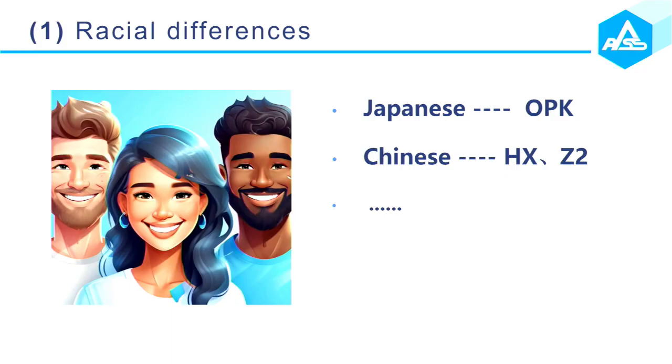Well, Japanese measured their normal and designed the Opaque straight wire appliance because they found their data is different from Americans. Chinese collected 2 normals, one from Sichuan, so they developed HX straight wire brackets. One from Beijing, they developed Z2 prescription straight wire brackets because all those normal data are not the same.